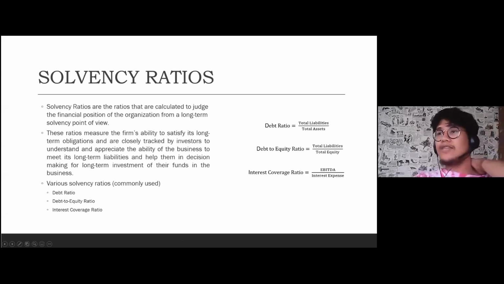Interest coverage ratio naman or your times interest earned ratio is being calculated by dividing EBITDA, also known as your operating income, by your interest expense. So this means we are checking if the company does have enough operating income to cover up the company's interest expenses. Okay?